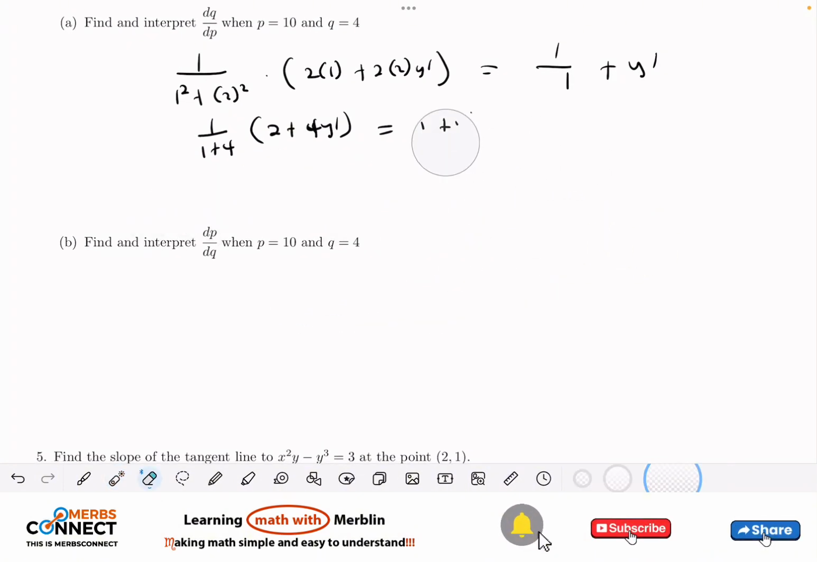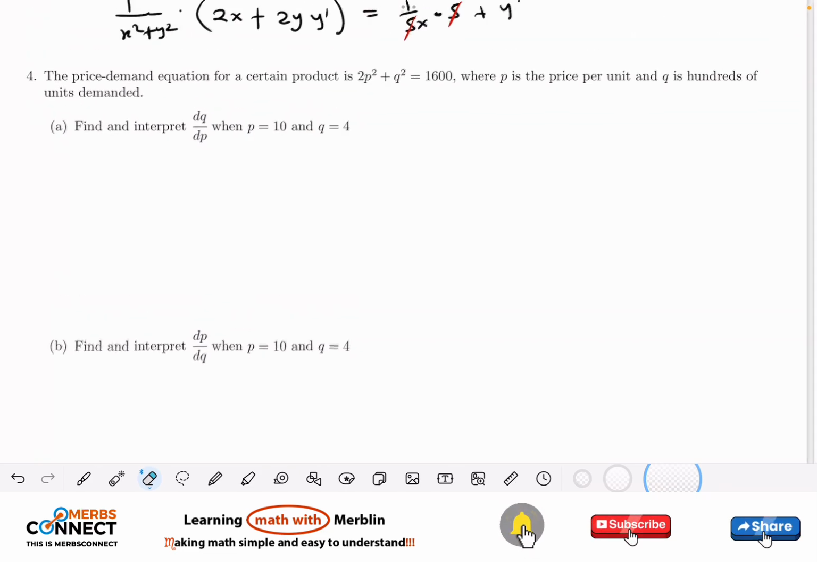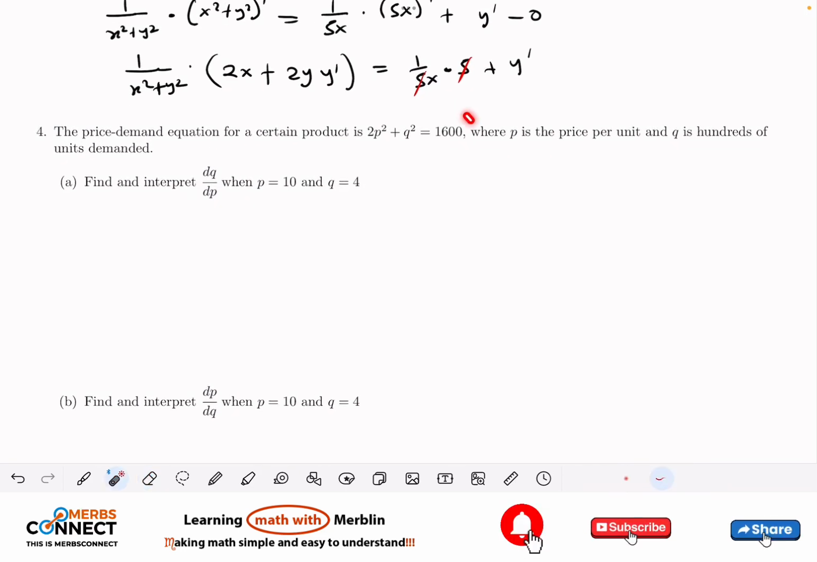So let me clean up this and look at the next one. So we have this function here, right? And we want to find the dq over dp, where p is equal to 10 and then q is equal to 4. So the idea is the same thing. This one is like the implicit, like the same thing. And this one is like p here is x and then q is y. So we are doing the same thing here.